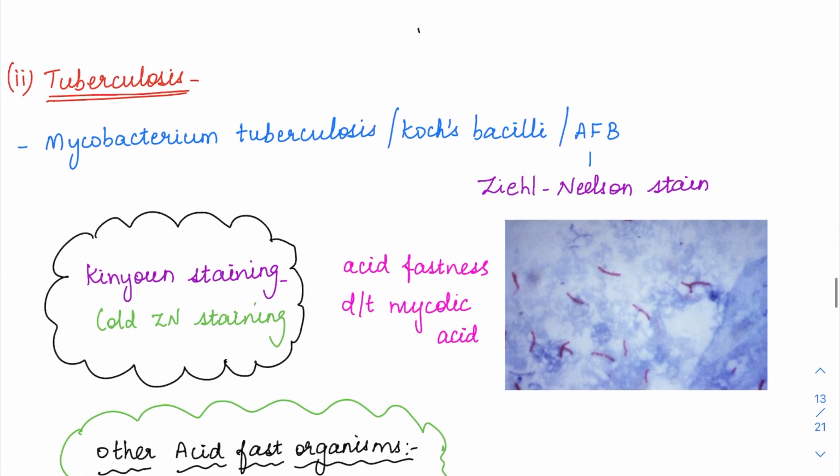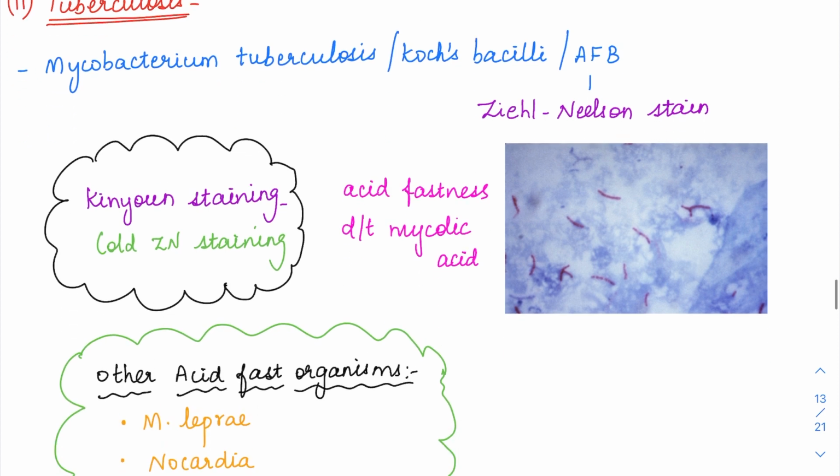The next most important kind of granulomatous disease which we see in India would be tuberculosis infection. Tuberculosis, we all know, is caused by Mycobacterium tuberculosis. It is also called the Koch bacilli and also acid-fast bacilli. It is acid-fast because on Ziehl-Neelsen stain, it produces pink-colored bacteria. This is the image we had put.